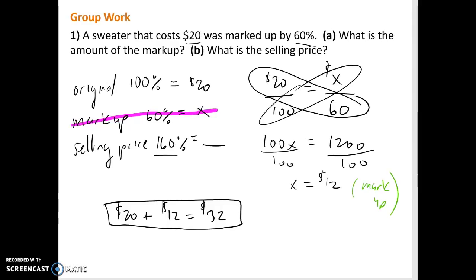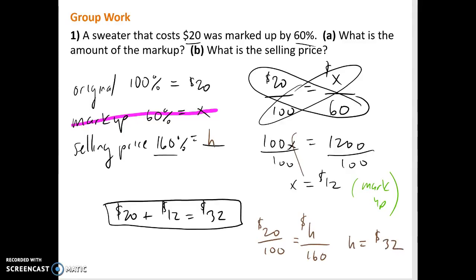Now, I also had another option here. I could have put my variable with the 160%, and that would give me my selling price right away, because we know that the selling price is 160%. So the proportion that we could have made is 20 over 100 equals H dollars over 160%. And if you actually solve this proportion, we're going to get H equals $32.